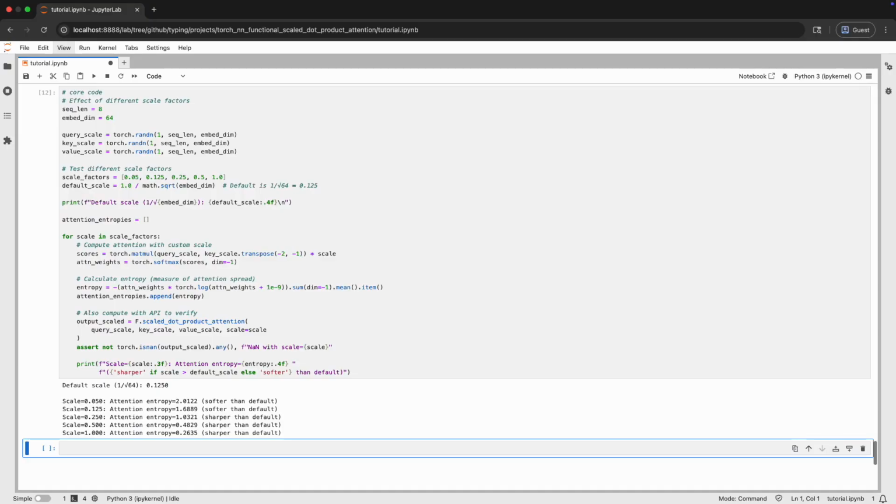With a small scale of 0.05, we get high entropy of about 2.01, meaning attention is spread out. The default scale of 0.125 gives moderate entropy. As we increase the scale to 1, entropy drops to just 0.26, indicating very focused attention on just a few positions. Let's visualize how different scale factors affect the actual attention distribution patterns.